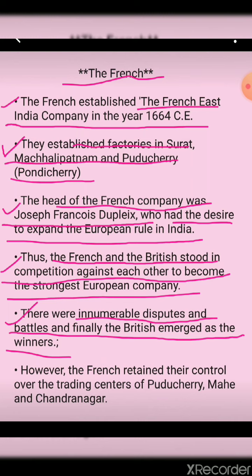Next, however, the French retained their control over the trading centers of Puducherry, Mahe, and Chandranagar. The French were only able to retain their control in the trading centers of Puducherry, Mahe, and Chandranagar. Only these three regions were now in the control of the French.